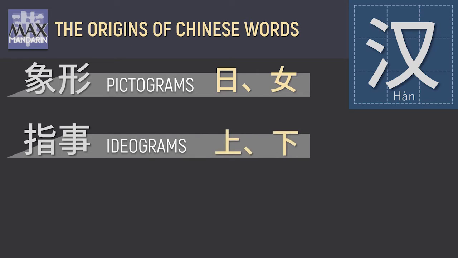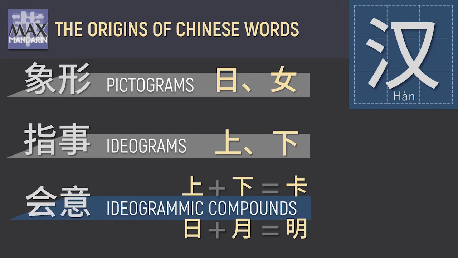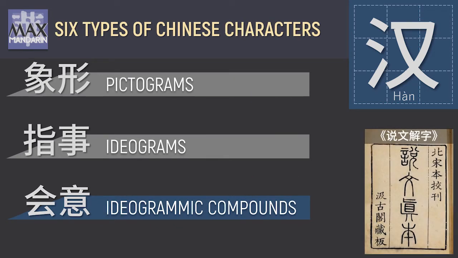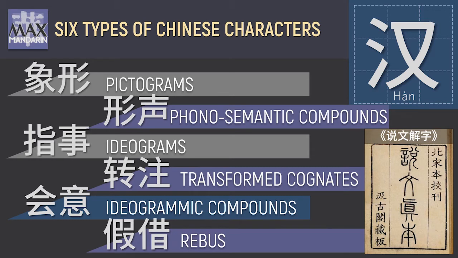What about terms that are more complicated? By combining two or more ideograms or pictograms, more Chinese characters were created. This type of characters is called ideogrammic compounds, 会意. According to 说文解字, the oldest Chinese dictionary, written in the year 100, Han Dynasty, there are 6 types of Chinese characters in total. The rest of the types are 形声, 转注, and 假借.